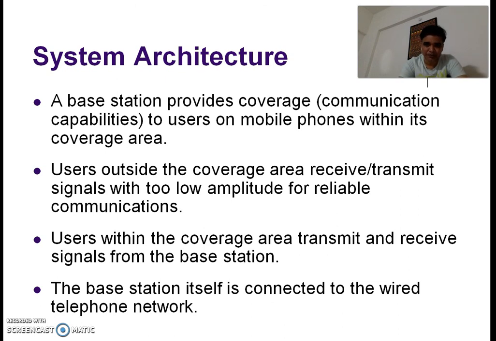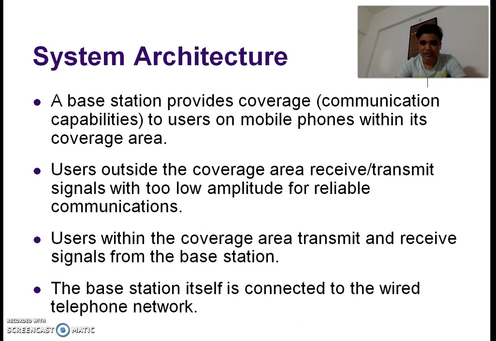What does it mean? Whenever we switch on the phone, we get that coverage. The bars, we used to say that I have very strong coverage with the help of how many bars I have, that increasing bars. And the base station we used to call a tower, which provides the coverage area or the frequency to talk on. Users outside the coverage area receive or transmit signals with too low amplitude for reliable communication. Users within the coverage area can transmit and receive signals from the base station.